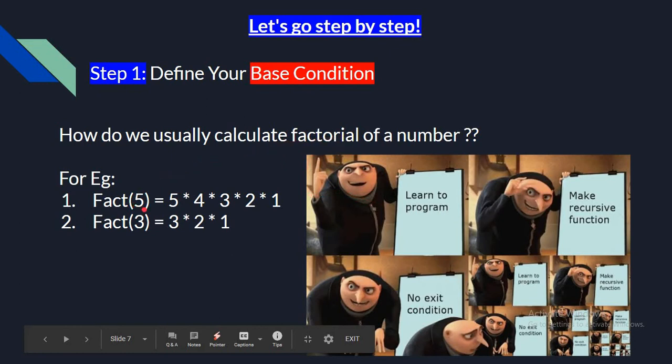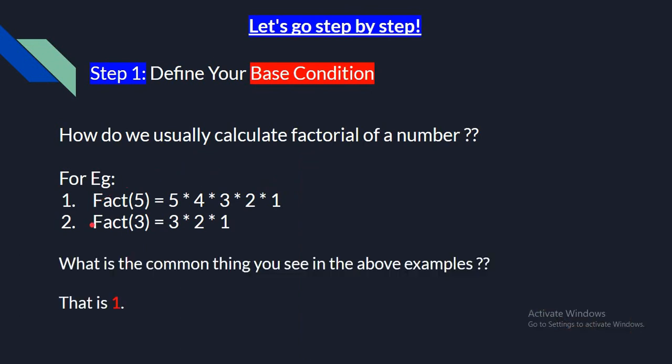We say that fact 5 is 5 into 4 into 3 into 2 into 1. Fact 3 is 3 into 2 into 1. Now, is there any common thing you notice here? Yep, there is. What's the common thing you see in the above examples?